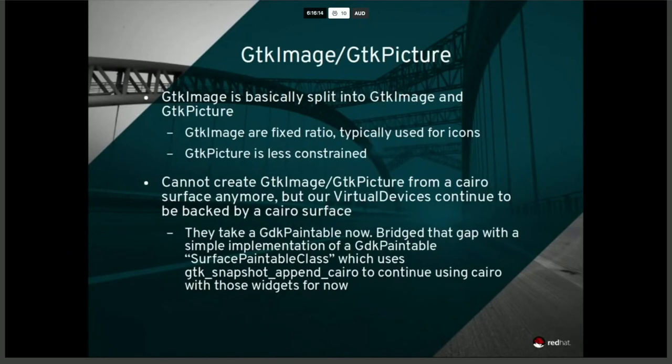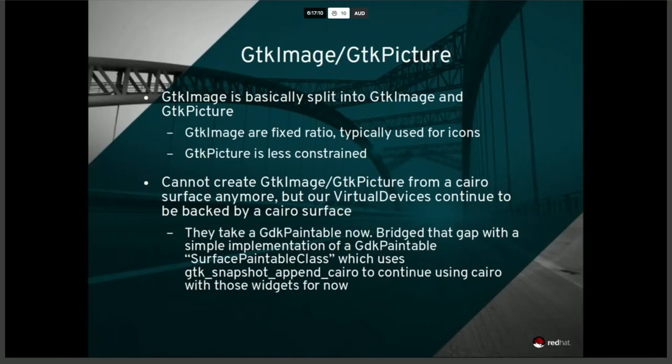GTK image, GTK picture. In GTK3, you have a single class, GTK image. In GTK4, this has been split effectively into two separate things. GTK image, which is a fixed ratio widget typically used for rendering icons, and then GTK picture, which is less constrained. We have to decide at load time, at runtime, what type of destination GTK4 widget the source GTK3 image has to be converted to. If we can see that it's loading an icon, then it's a GTK image, which is the typical case. If we see that it's doing something different, such as the help about case, then we have to convert to GTK picture. So that adds a little bit of complexity to the conversion process.